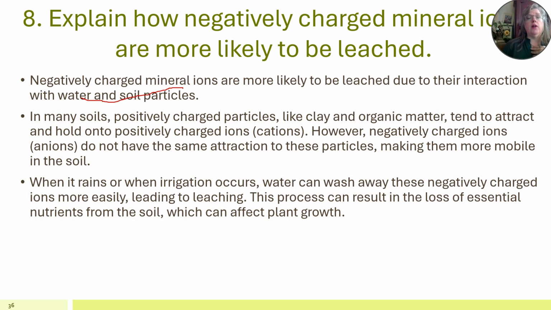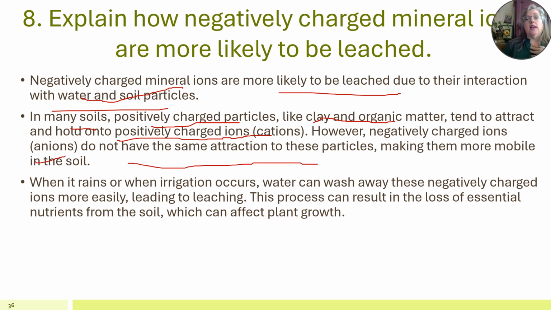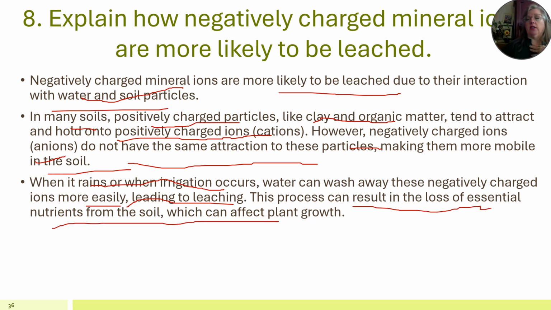So the negatively charged mineral ions are more likely to be leached out due to their interaction with water and soil particles. In many soils, the negatively charged particles like clay and organic matter tend to attract and hold on to the positively charged cations. However, the negatively charged ions, the anions, don't have the same attraction, and they are more mobile in the soil. They're going to just float around in the soil. So when it rains or when irrigation occurs, that water is going to wash away the negatives that are floating in the water. This makes it a lot easier to wash away these negatively charged ions, leading to leaching, meaning they're washed out and the plant can't get to them anymore. This process is going to result in the loss of essential nutrients from the soil, which can affect plant growth.